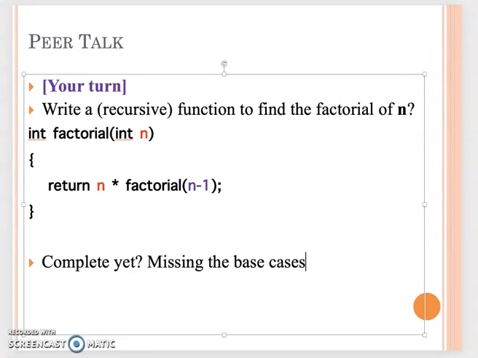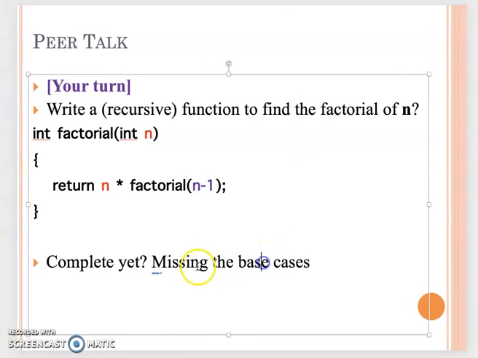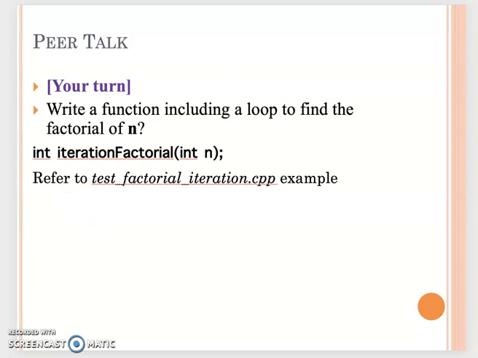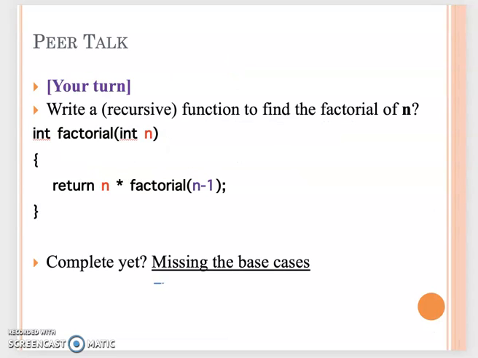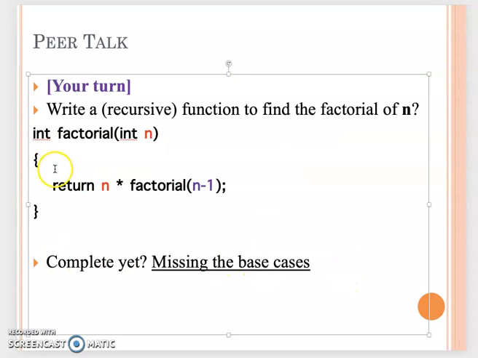Where are the base cases? Do you remember what the base cases are for n factorial? The base case is when n equals 1, the result is 1. When n equals 0, 0 factorial is 1. So that's why we have two base cases, and here we need to add them.